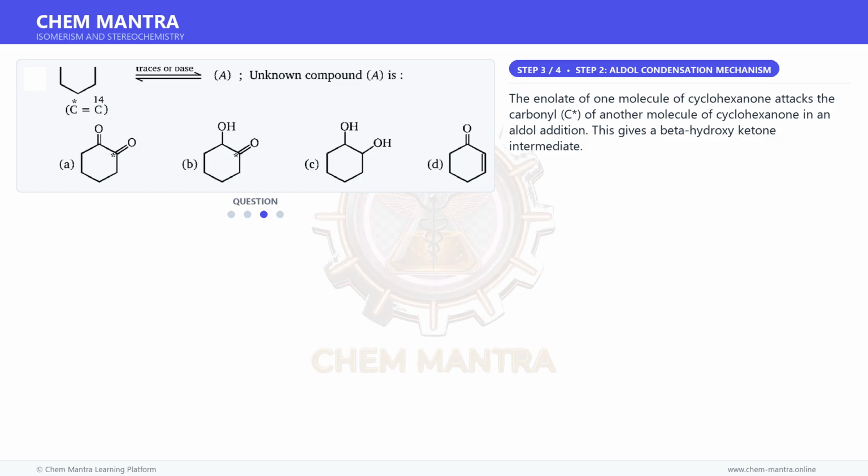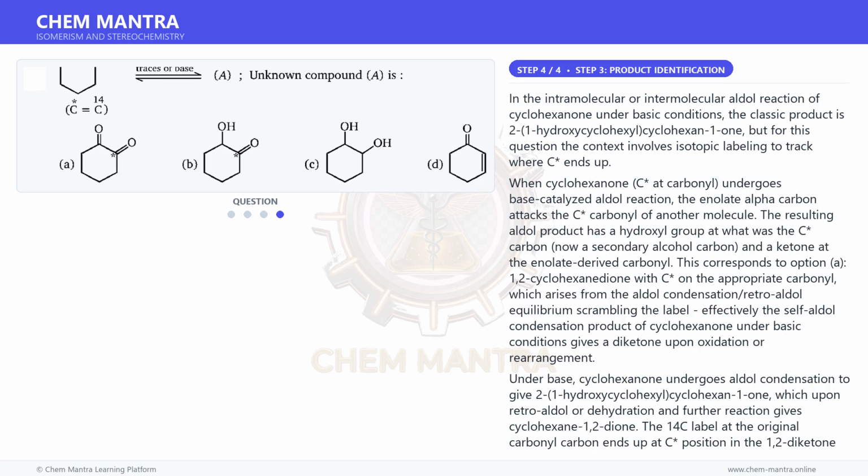The enolate of one molecule of cyclohexanone attacks the carbonyl, C**, of another molecule of cyclohexanone in an aldol addition. This gives a beta-hydroxy ketone intermediate.